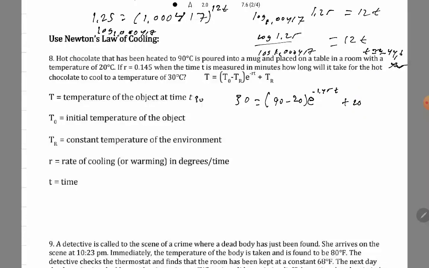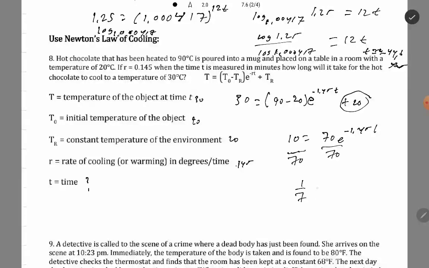So once again, this is 30, this is 90, this is 20, this is 0.145, and time is what we're looking for. So I'm going to move this 20 over to the other side by subtracting it. So I'll get 10 equals, clean up the parentheses, 70 e to the negative 0.145 t. Divide by 70 on both sides, and I'll get 1/7 equals e to the negative 0.145 t.